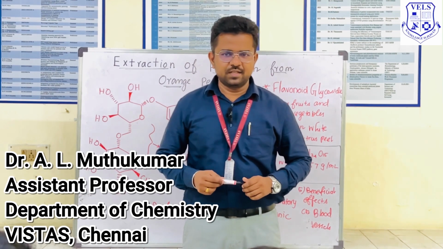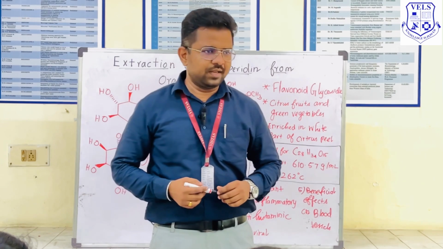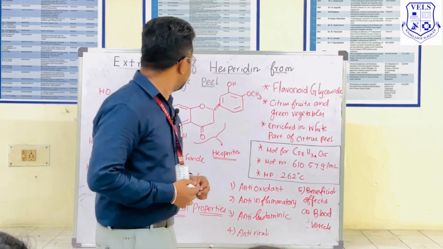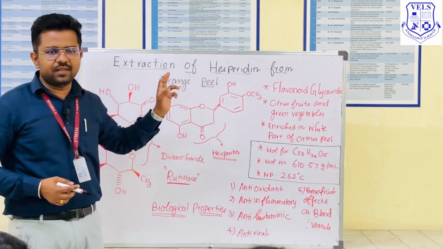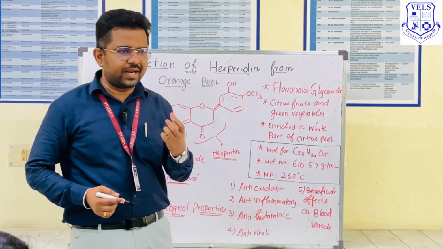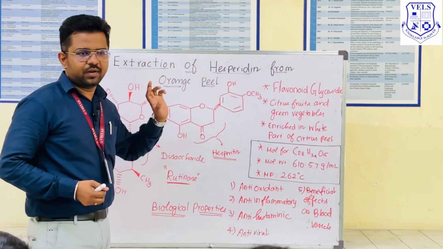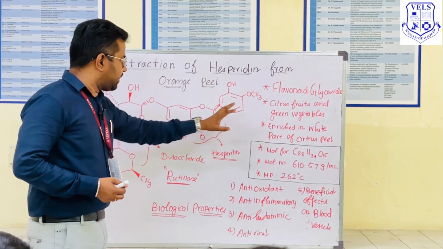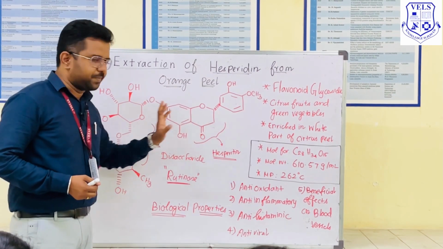So good morning students, and we are doing that phytochemistry practical. In this aspect we are going to discuss extraction of Hesperidin from orange peel. That is a practical that we are going to do. We are going to take orange peel which is dried in nature, and from that we are going to extract Hesperidin molecule. Before going to that, I would like to explain the structure of Hesperidin.